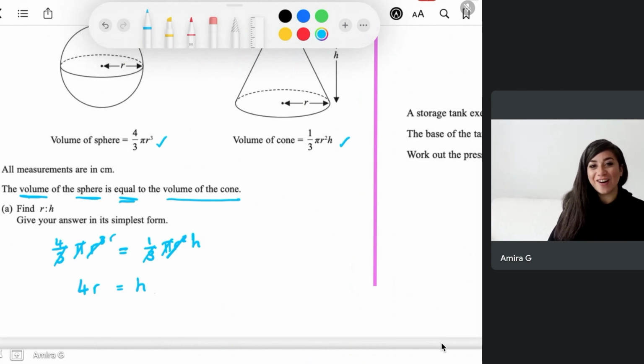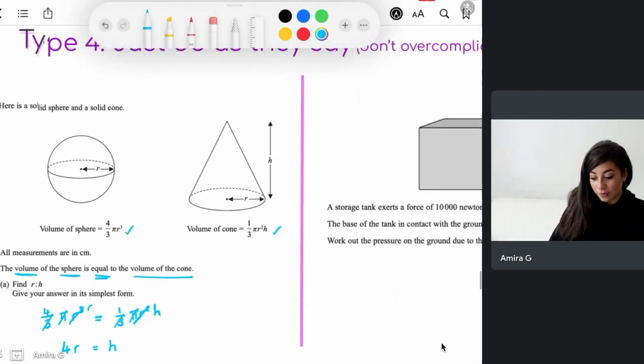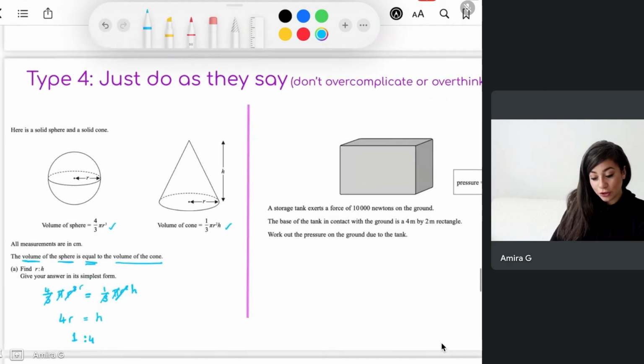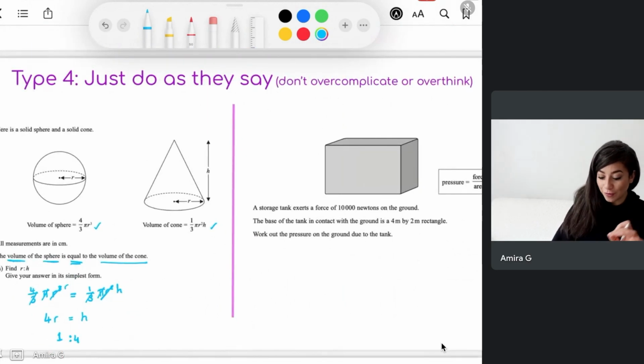Then it says find r to h in ratio form. Okay, I won't go into too much detail, but for one bit of r, if r is 1, h is 4, right? So the ratio is 1 to 4. But even if you're not sure about that ratio part at the end, you still know that you've got marks for the previous one. Let's look at another one. Again, just do as they say, do not overcomplicate it.